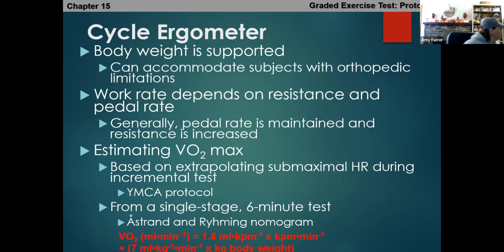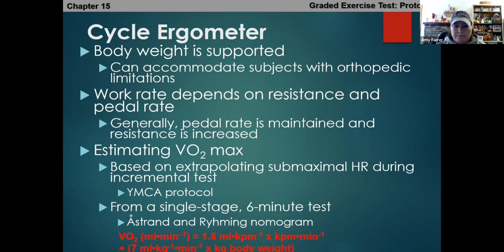Cycles. So we talked a little bit about the bike being an option. If they can't walk, if there's an orthopedic reason why they're not going to hold up for that, biking is it. If you're a cyclist, maybe you just want to check your VO2 on the instrument you know, which is going to be cycling. So you're working at resistance and pedal rate.